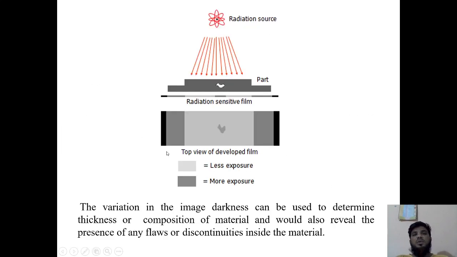For example, this is your radiation source, either a gamma source or an X-ray source. When it is made to fall on a material, the material will give you this kind of image. Where there is less exposure it will appear brighter, and where there is more exposure it will appear darker. So the variation in image darkening can be used to determine the thickness or composition of the material, and would also reveal the presence of flaws inside the material.